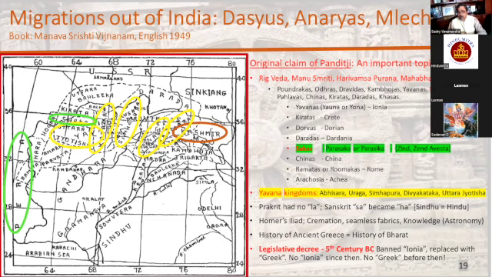Why is this important? Because when people try to date Ashoka, they find some pillar inscriptions, and in those pillar inscriptions, the Yavanas are mentioned. Now, if Yavanas are mentioned, then based on this last bullet on this slide, it had to be before the 5th century, because the term Yavana was not used after the 5th century BC.